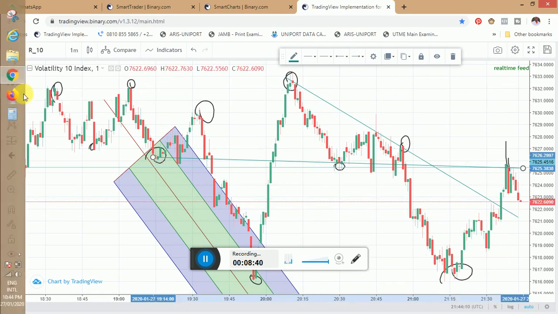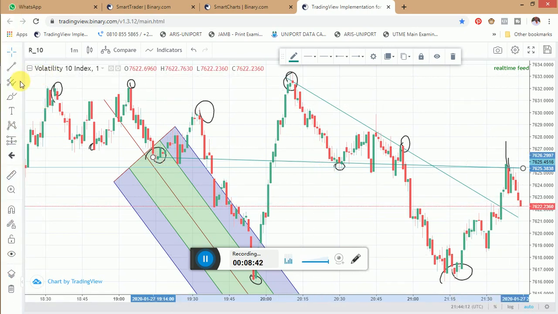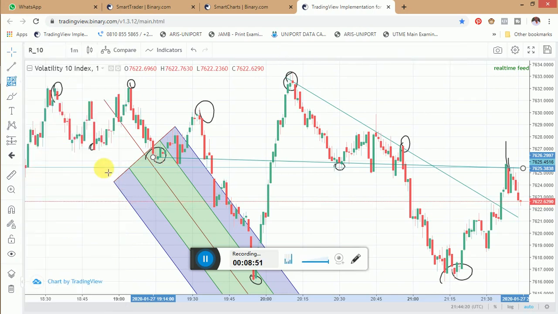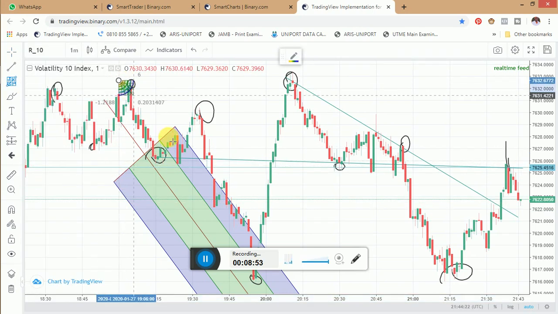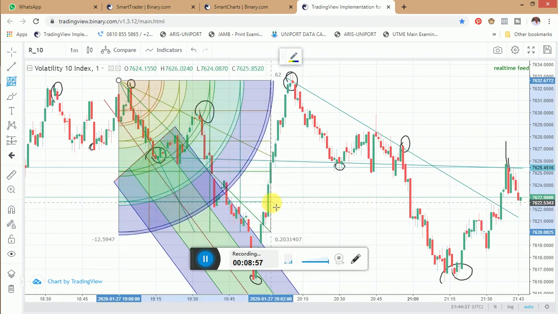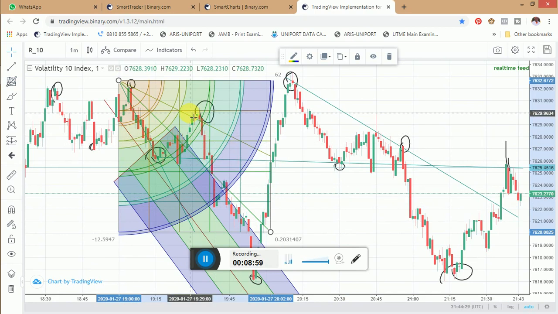Okay, let me just conclude. You can see there's another one here. There are other ones here. We have the Gann-Gold. All of these things, they have different ways you can use them. Like this one can be drawn this way, and then it helps you to analyze.